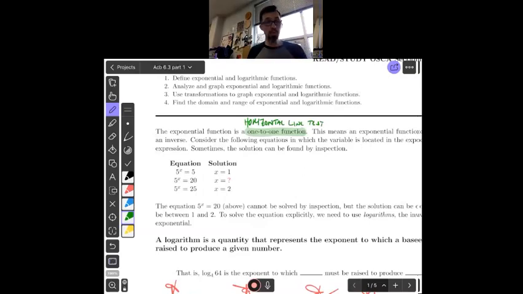And so if it's one-to-one, that means it does have an inverse. So the inverse of an exponential function turns out to be a logarithmic function. But why do we need those logarithmic functions?